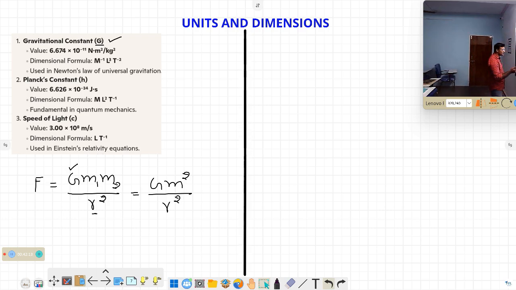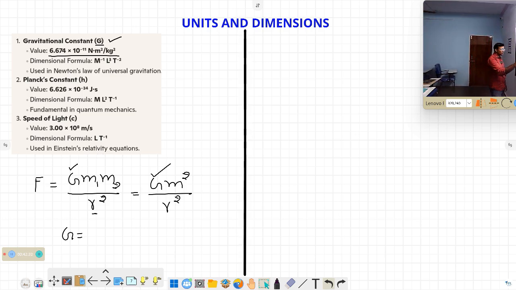If you want to calculate the G value, G is called the universal gravitational constant. It is one of the constants. The value is given here, 6.674 into 10 power minus 11, that is nearly 6.67 into 10 power minus 11. You can use it while solving problems.